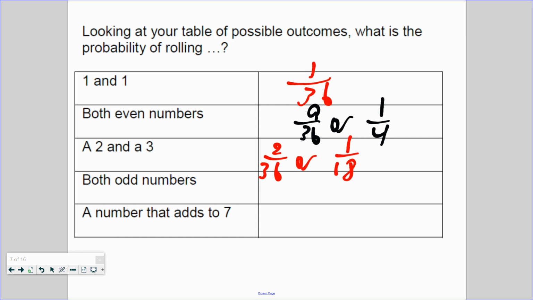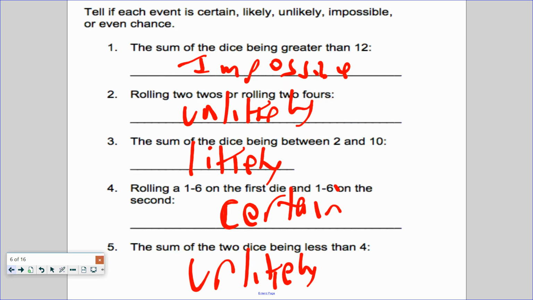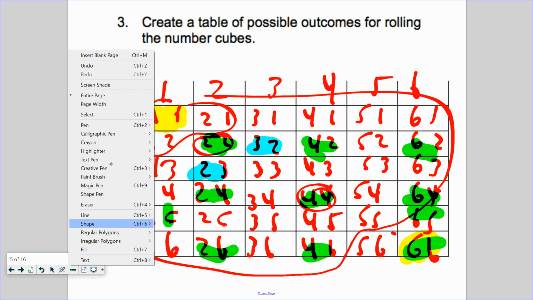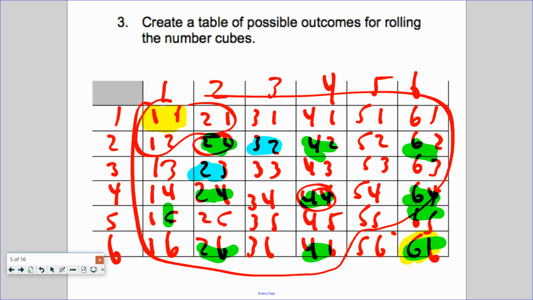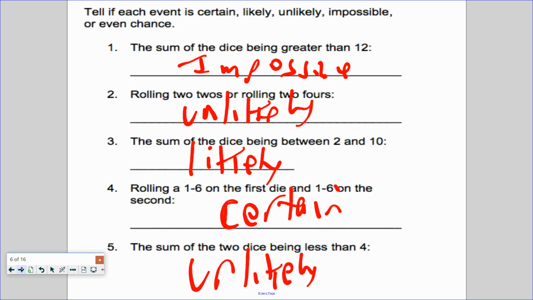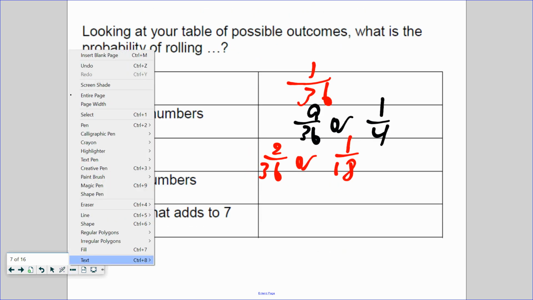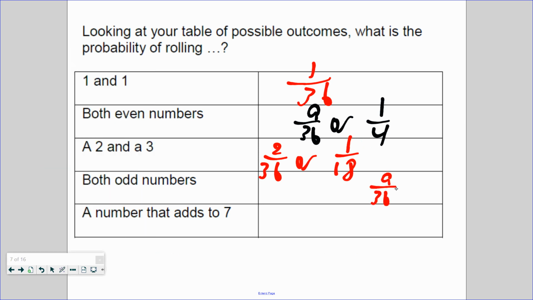Both numbers have to be odd. So let's go back to this table. Both numbers are odd. Let's see. Both odd, both odd, both odd, both odd, both odd, both odd. So it is 9 out of 36 chance, like the other one. That makes sense if you think about it. So 9 out of 36 or 1/4.